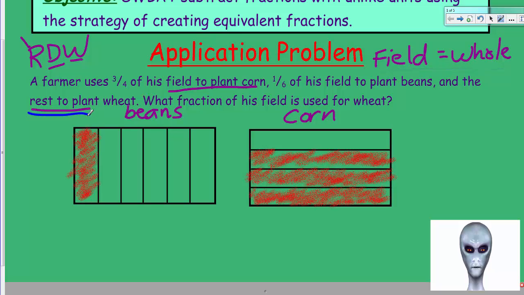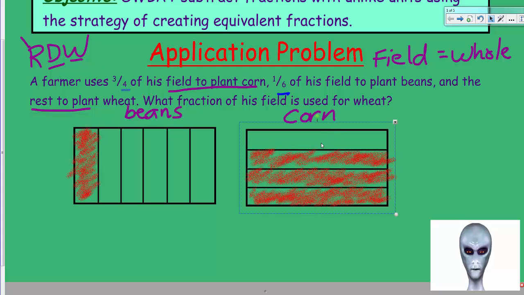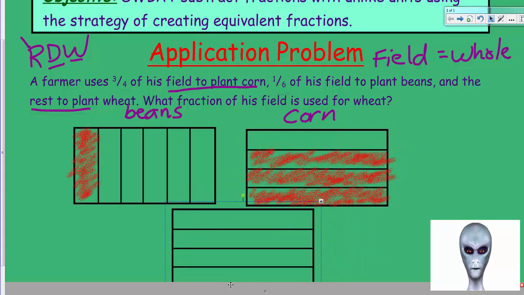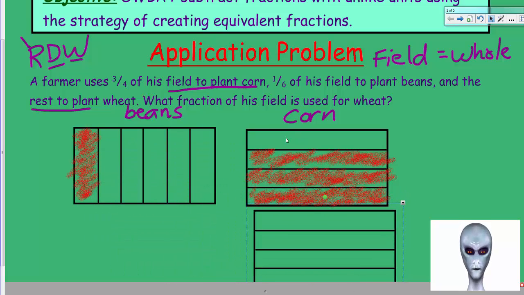Did that make sense? The problem here is we can't add the quarters and the sixths together because they're different sizes. So what we could do, and we've done this before, is go ahead and make a copy of this. Now what's interesting is I could draw these lines out to show you, but indeed we have quarters here and sixths.